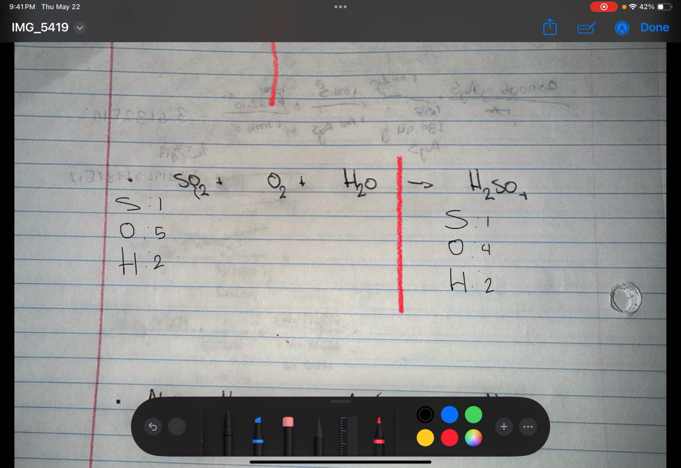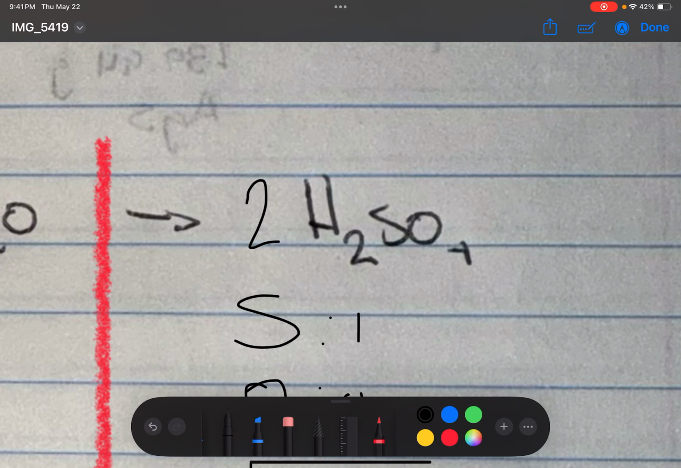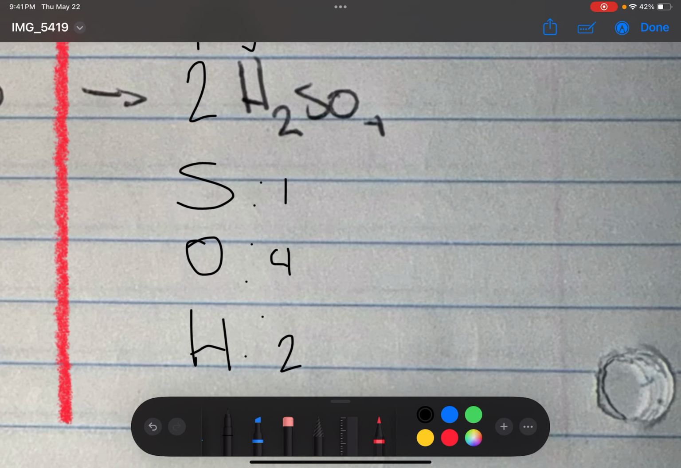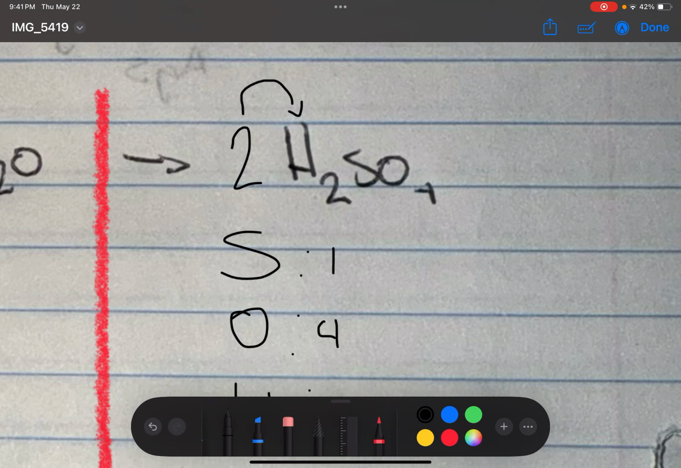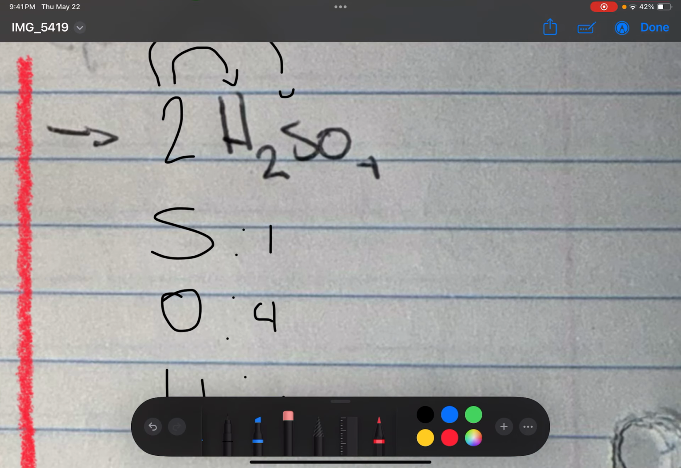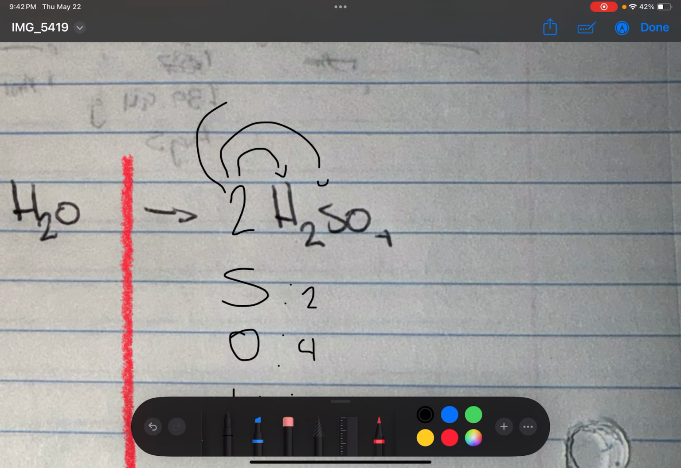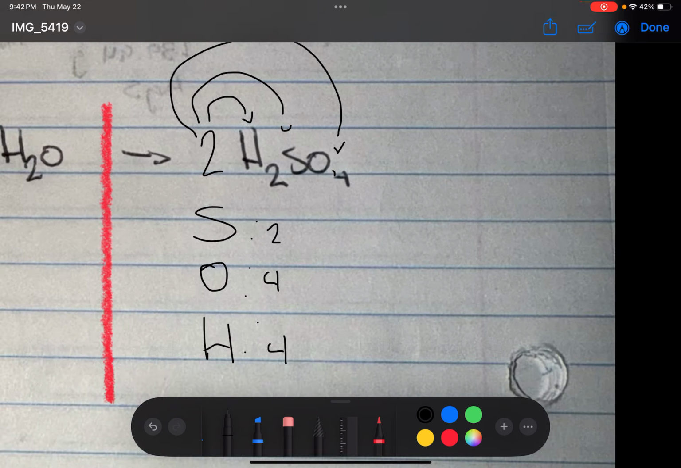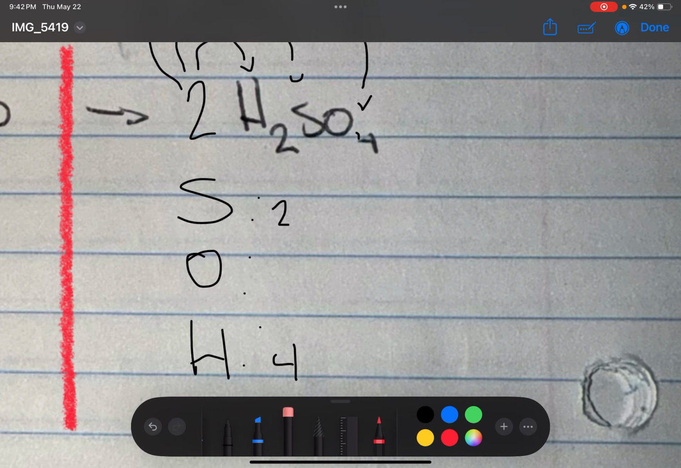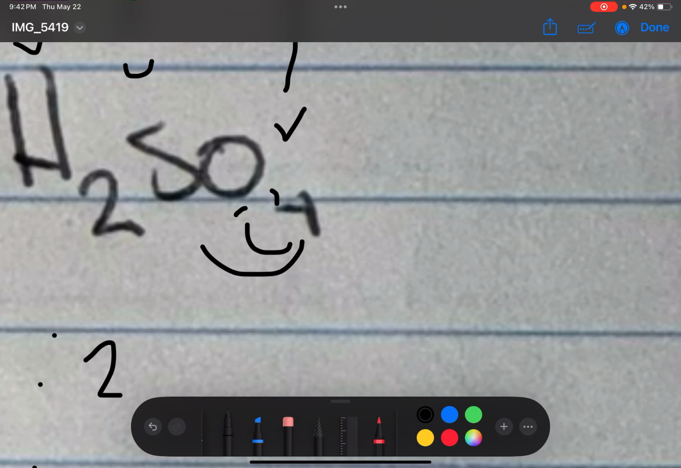Anyways, so what we can do is we can just multiply this by 2. That means that this 2 is going to multiply the 2 H's. So then there'd be 4 H's, because 2 times 2 is 4. There'd be 2 S's. And then this 2 times 4 would be 8, so that means that there'd be 8 O's, because remember, the subscript only affects the number on the left, not the far left.